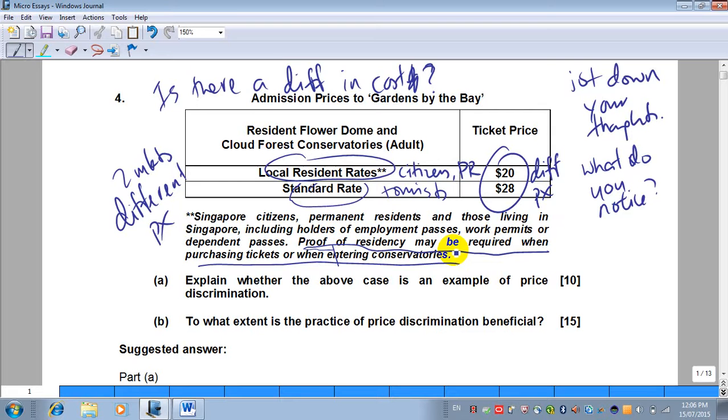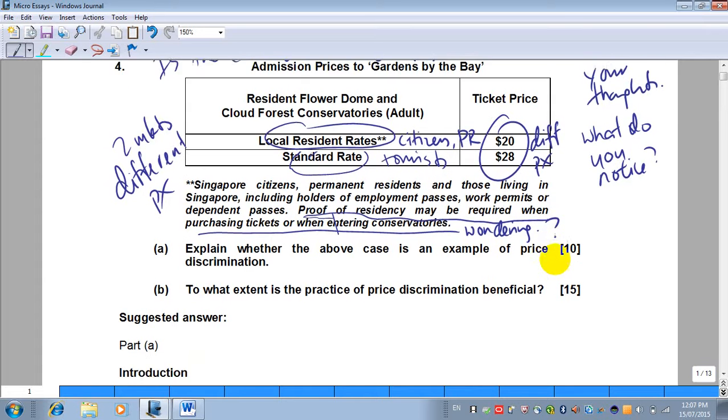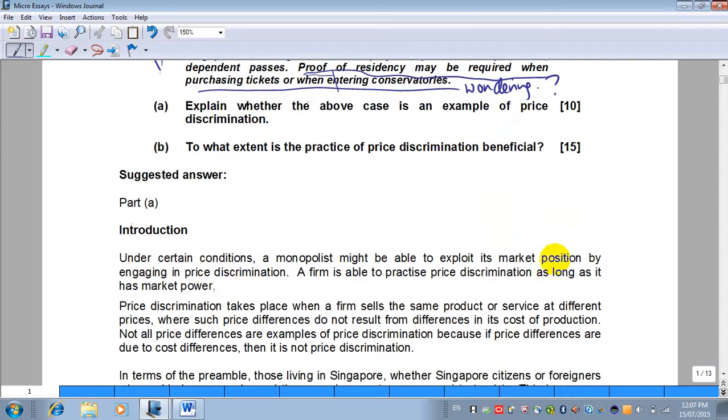At this point, you may be wondering, what is this for? It stands out to you, and you know that you need to use it, but maybe at this point in time you're not sure. I think you have to think about it deeply and see if it fits anywhere. Now part A: explain whether the above case is an example of price discrimination. So let's look at the answers.